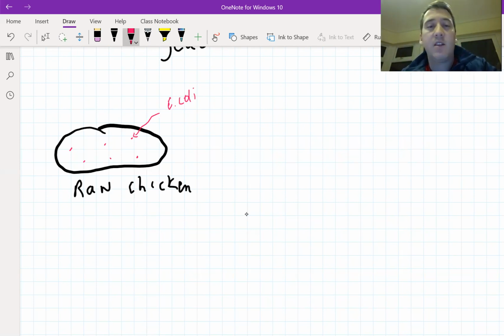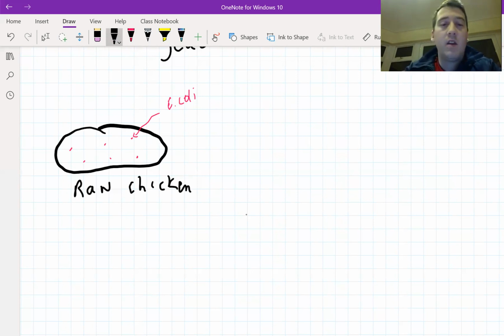E. coli is a bacteria which causes food poisoning. It does harm your health pretty badly. You can get pretty serious and nasty side effects. Very sick from it if you get food poisoning. And you get this by E. coli getting into your bloodstream from your food, and then it's going to make you sick.